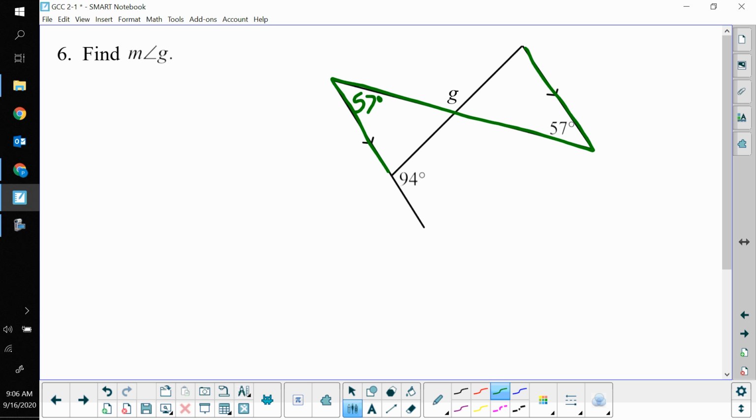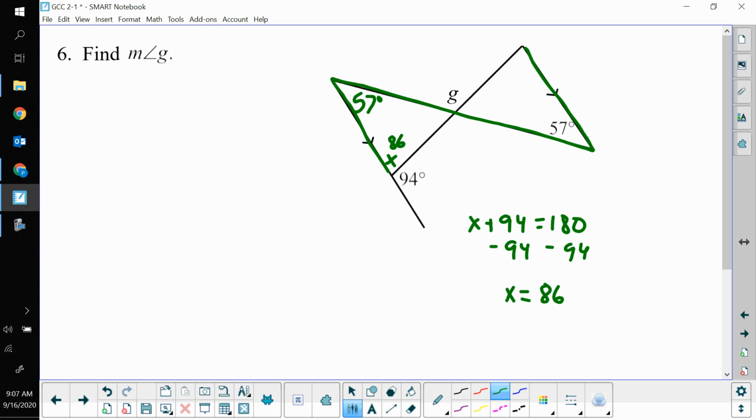Now with the 94, we can get the angle next to it because angles on a line have to equal 180. So let's call that x for a second. We can do x plus 94 is equal to 180. We can subtract the 94 over, and that would give us that x is equal to 86. So we'll label that in the picture.